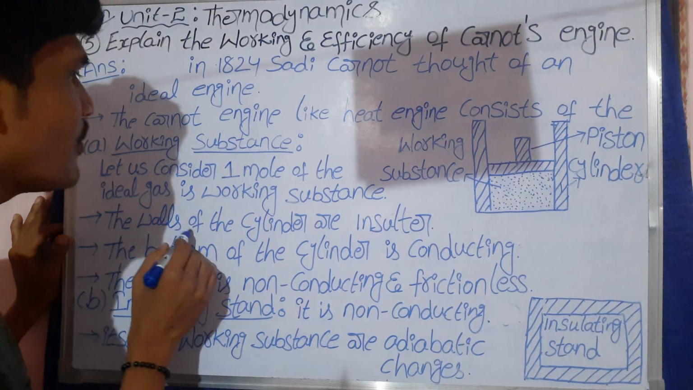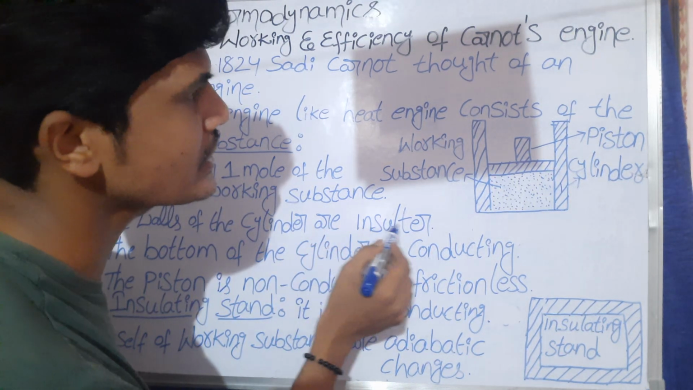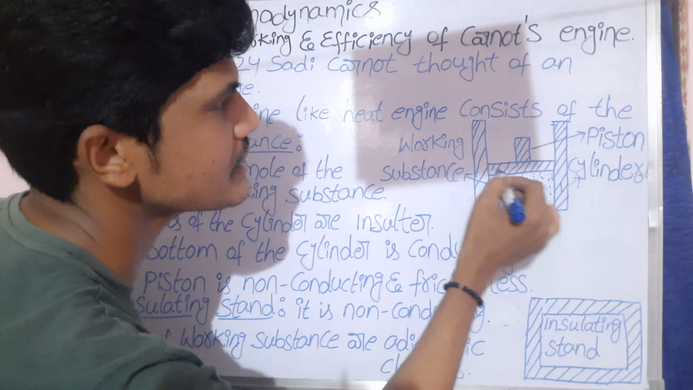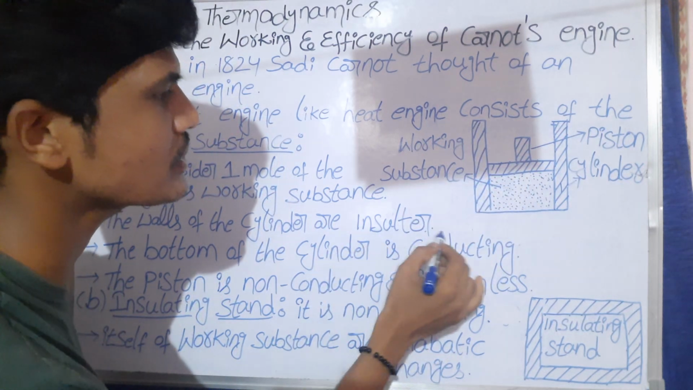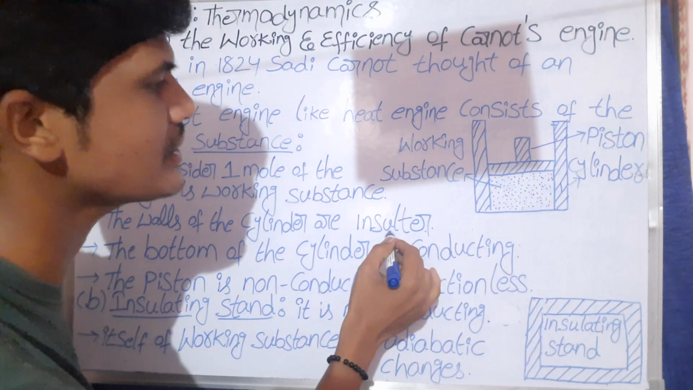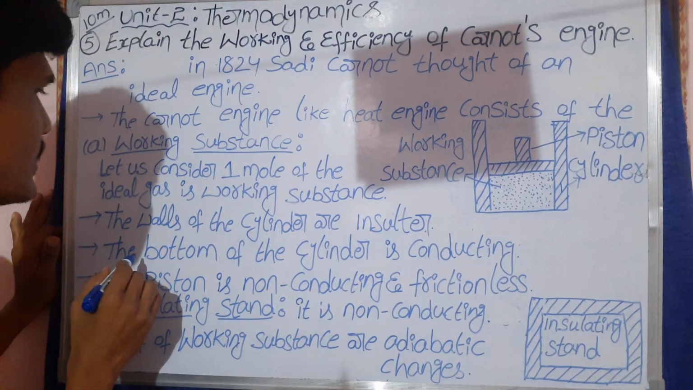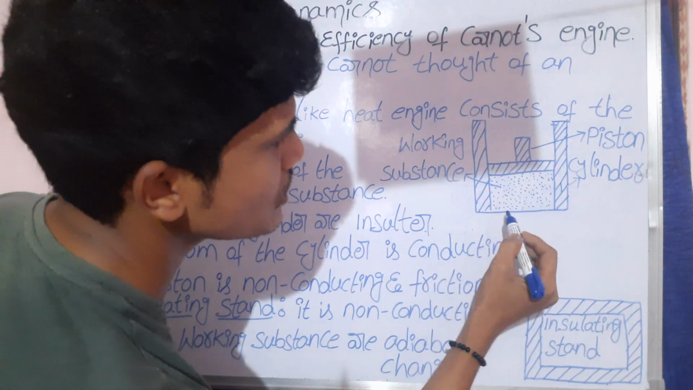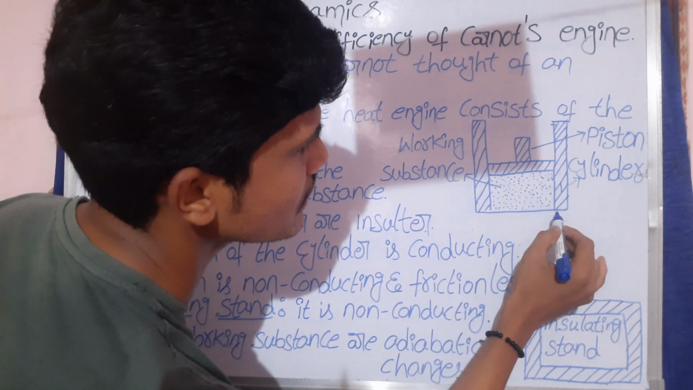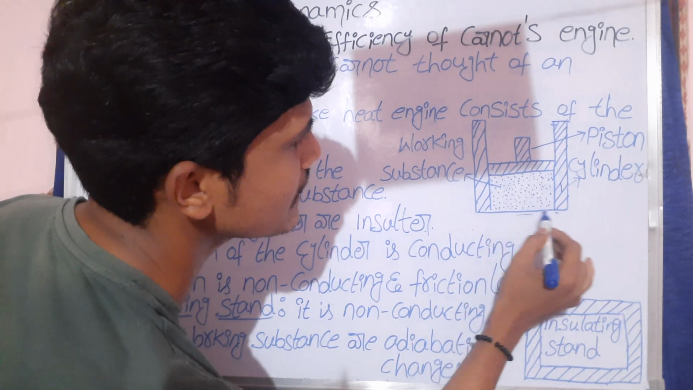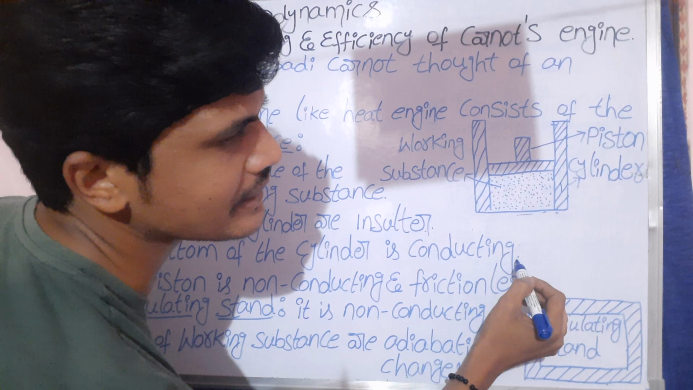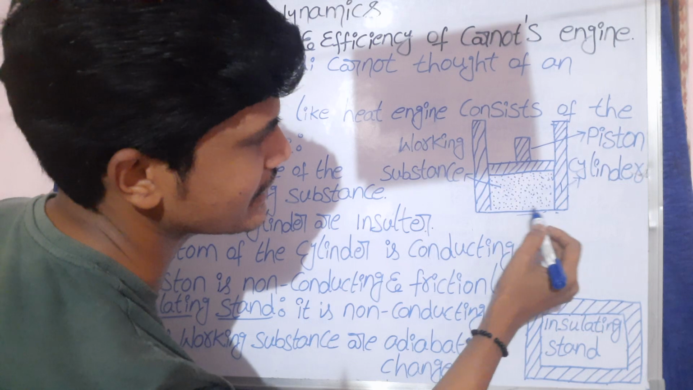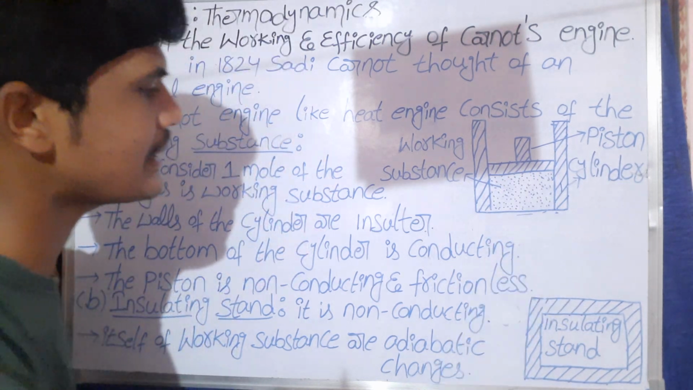Next, the walls of the cylinder are insulators. This is the wall. These walls consist of insulators, meaning no flow of heat. Next, the bottom of the cylinder is conducting. The bottom of the cylinder is a conductor, meaning heat can flow.